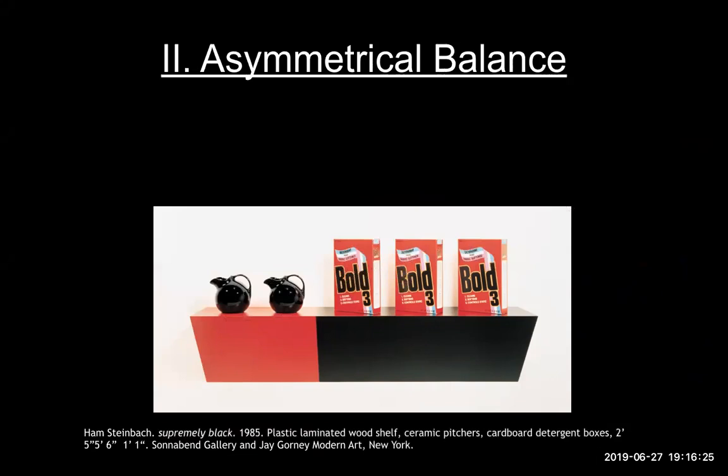And then you move on to the second type of balance, which is asymmetrical. And that's where you have things that aren't identical on either side of a vertical axis, but are still balanced. So in this sculpture, the artist has used color and shape to balance it. The two black pictures on the left are balanced by the big black shelf on the right bottom, and also the smaller red bottom of the shelf is balanced by the larger red boxes on the right.